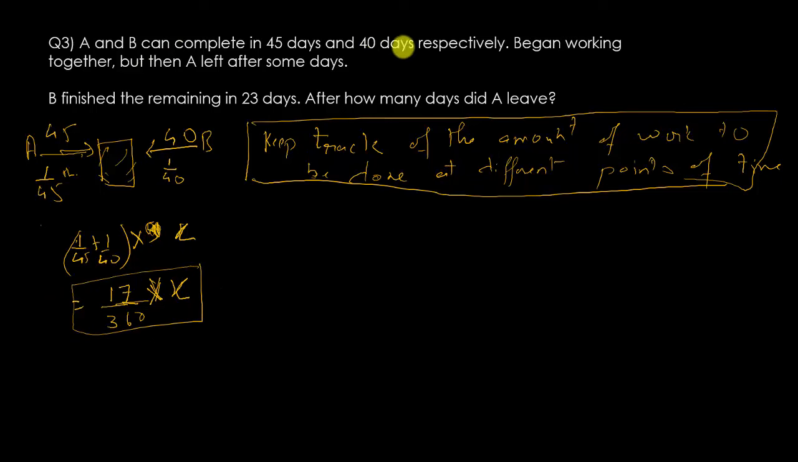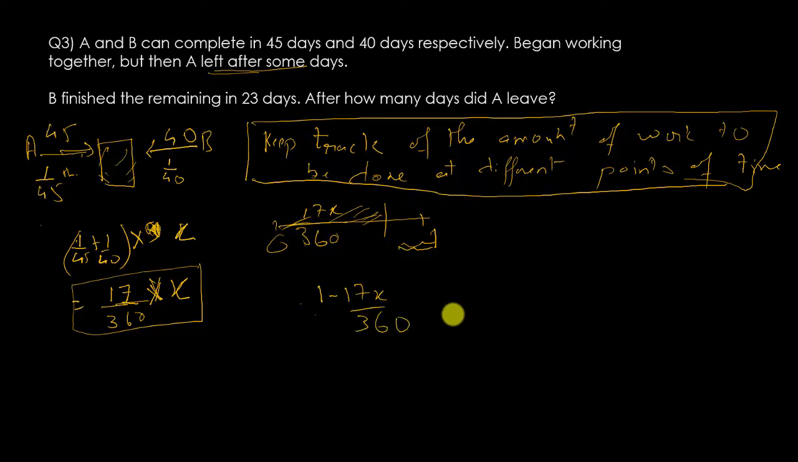So when A left, they had already finished 17x by 360 of that one work. They had already finished this amount of work. Only this much is left. Now B finished the remaining work in 23 days. Again, we know that B finishes this amount of work in 23 days. So how many days did A work? Again, we know the remaining work, and we want to keep track of this. That is 1 minus 17x by 360. This is the remaining work.